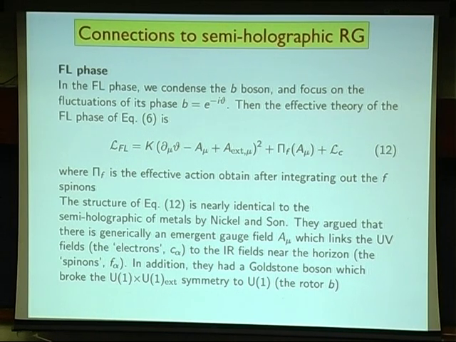So in this language, the UV fields are the electrons, which couple to the physical electromagnetic field. The IR fields are the spinons, which I integrated out. And then the Goldstone boson is the phase of this rotor field. It looks completely exact, at least the same. The difference is that now you have to, of course, make some approximation to describe this.